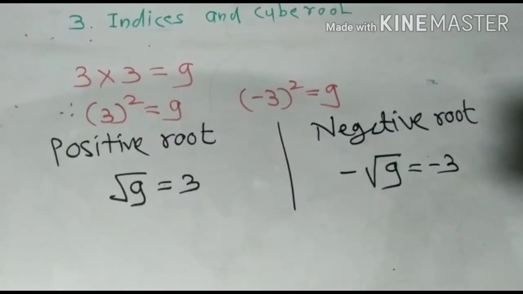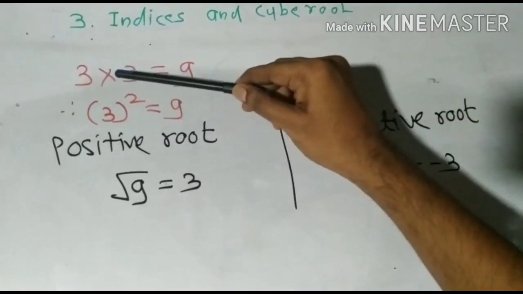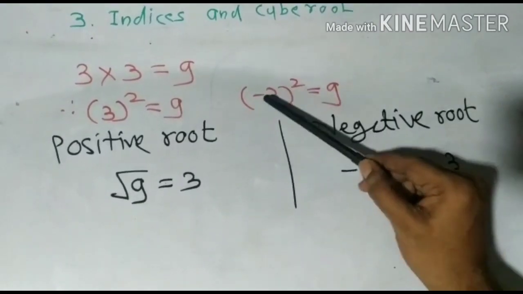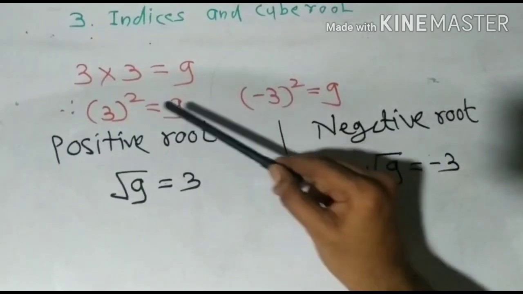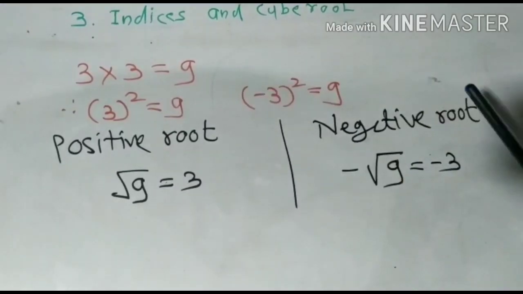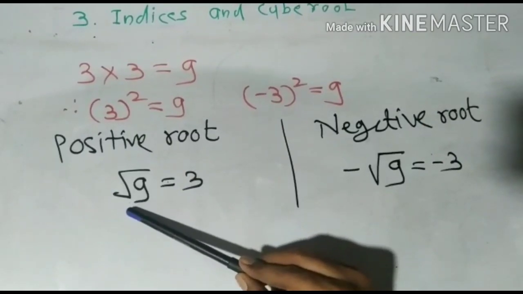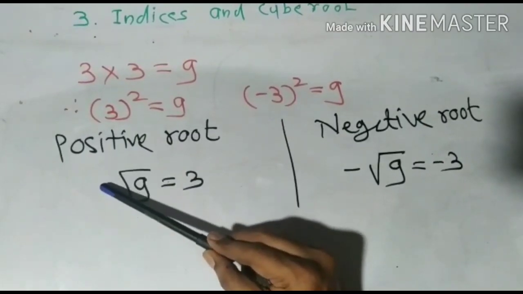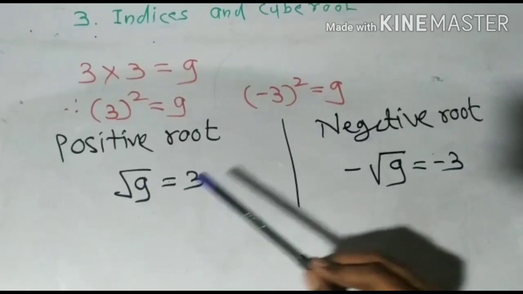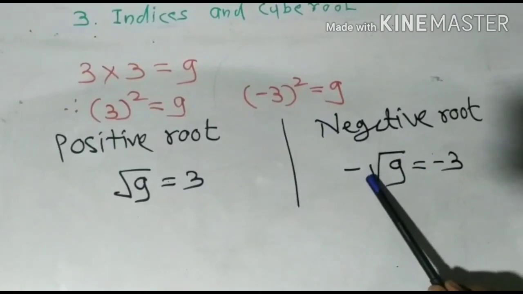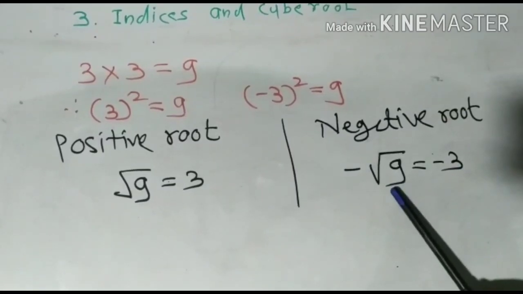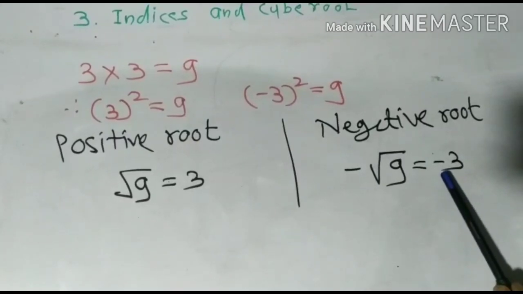Recall, the square of 3 is 9. 3 squared is equal to 9. Minus 3 squared is also 9. The square of a negative number is the same, so there are two values for the square root of 9: minus 3 and plus 3. So which is the final one? When you write the positive root, with a plus sign, which is not always written, then the answer is positive 3. If there is a negative sign, the negative root is always written outside with the minus sign, indicated by minus 3.